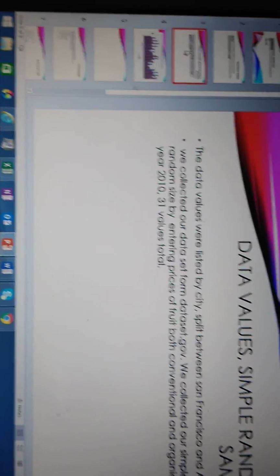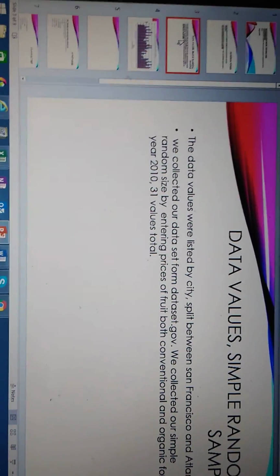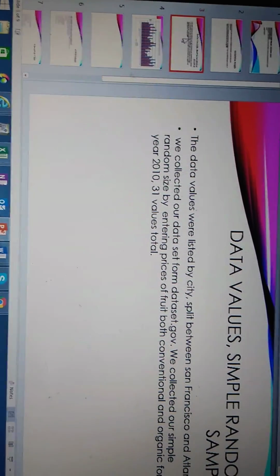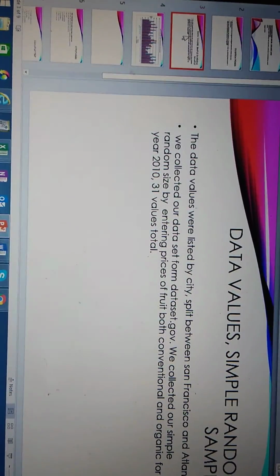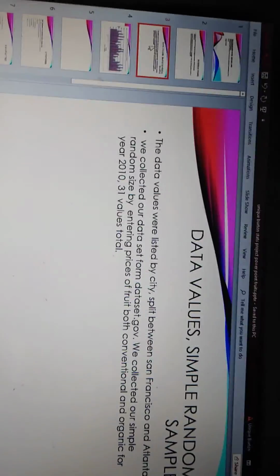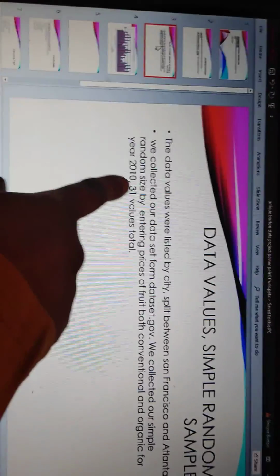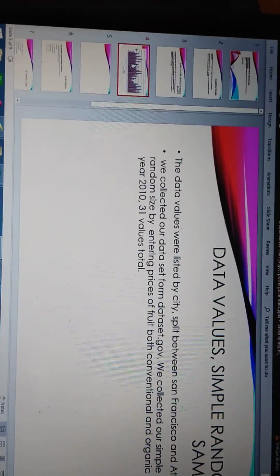The data values, simple random sample. The data values were listed by city, as I showed you, split between San Francisco and Atlanta. We collected again our data from dataset.gov and collected our simple random samples by enterprises for both fruits for conventional and organic for the year 2010. There were 31 values for each, and that was my N value.